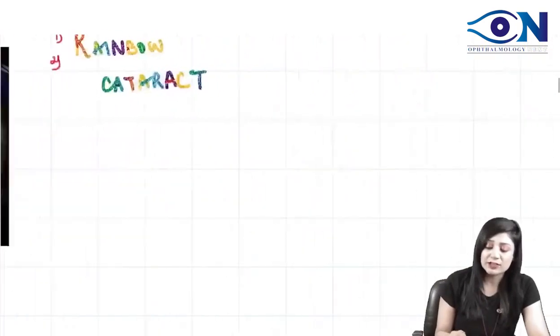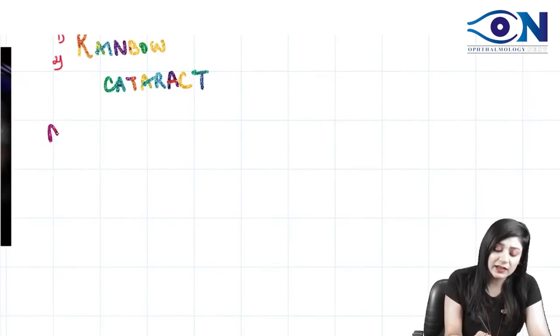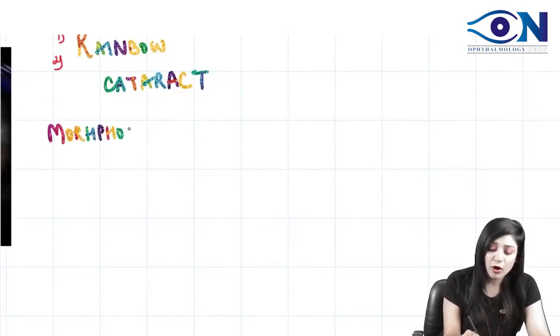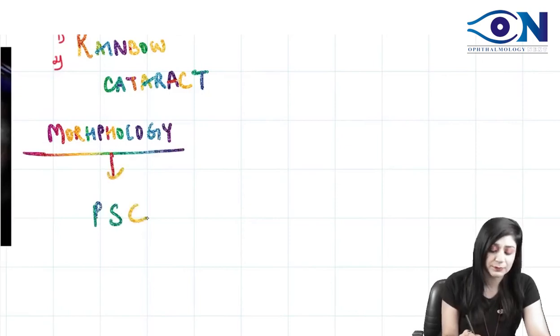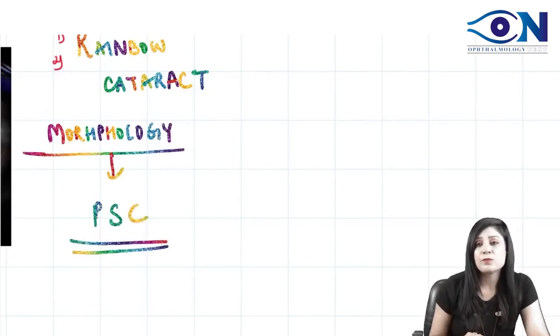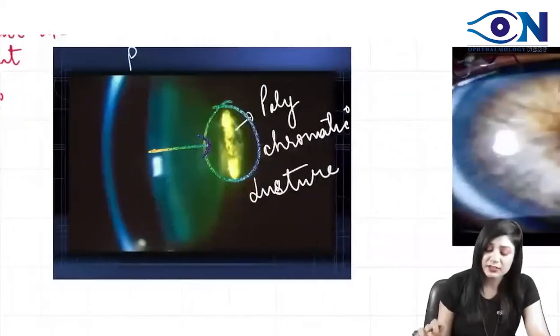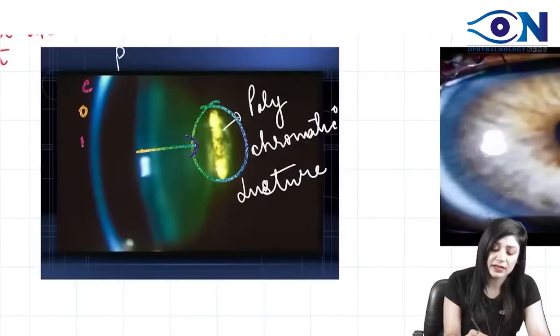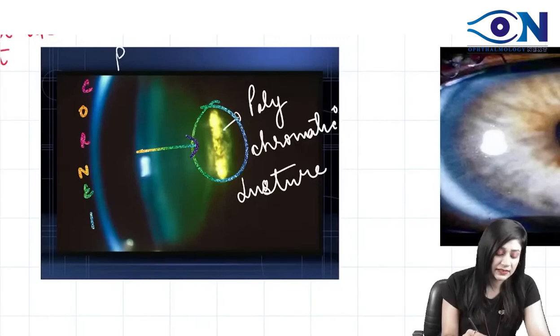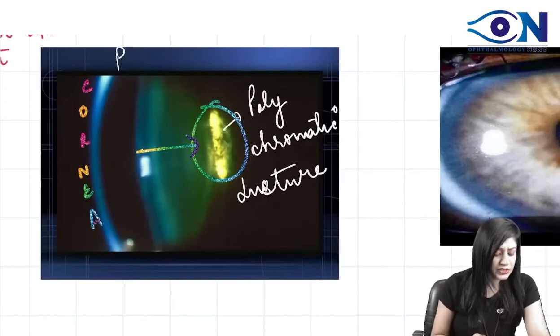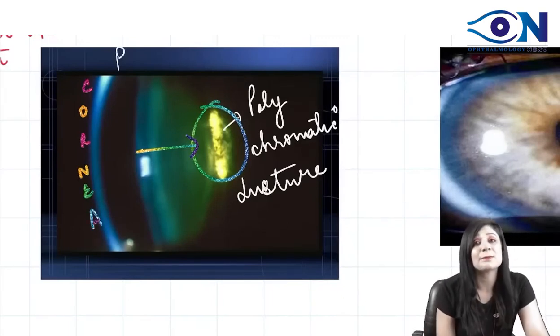Third important thing, what is the morphology of this type of cataract? So always remember, it is the posterior subcapsular cataract. You can see the location also. See, this is the cornea. I told you how to read the slit lamp image. It is not posterior polar, it is posterior subcapsular.